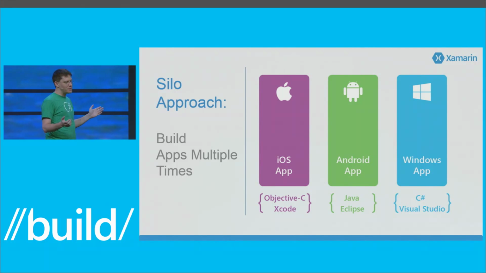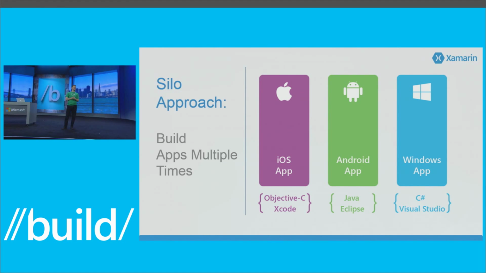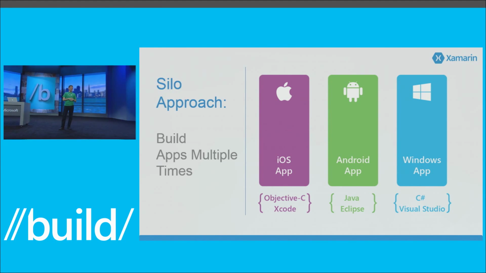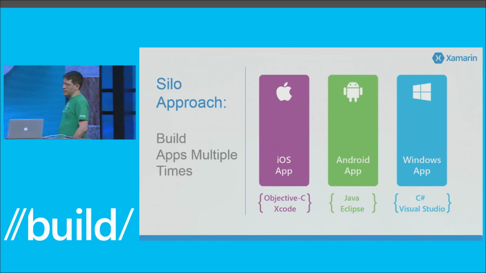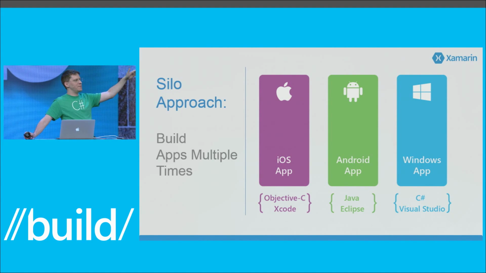I think that Objective-C is a respectable language, but it's also a C language, so it's easy to crash, and it's easy to make mistakes. So we don't want to go there. I think we can do better with C#. Now, the other approach, so this is a silo approach. You have 3 teams, you build 3 things.